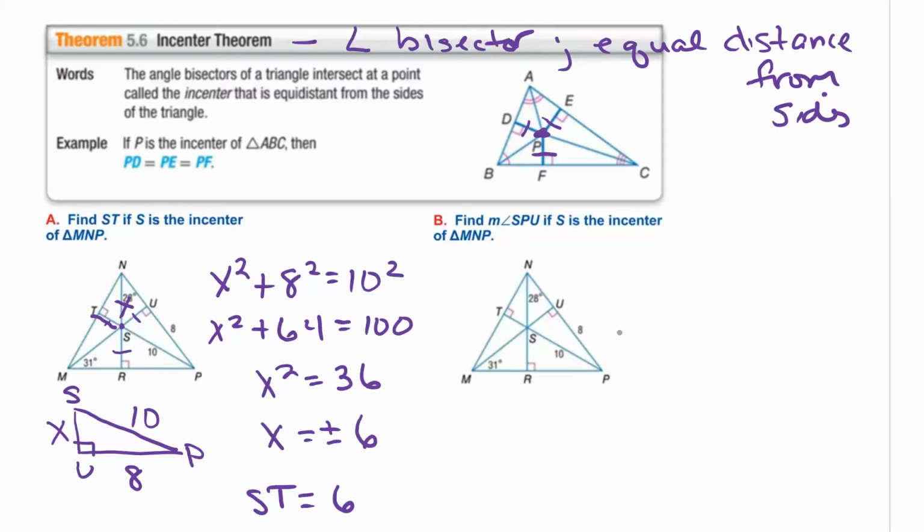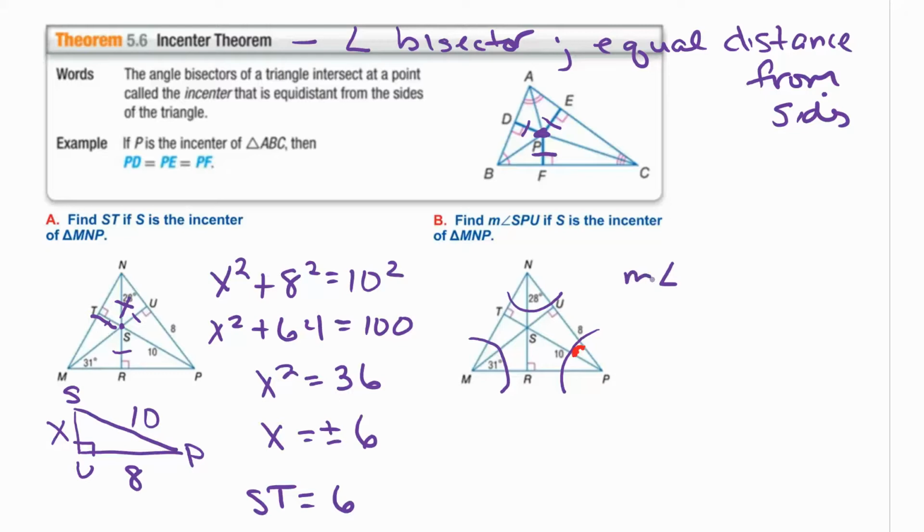In the next problem, we're asked to find the measure of angle SPU. So we're asked to find the measure of this angle right here. To do that, since I know that this angle here is 31, and this angle here is 28, I can work my way around the triangle to find it. In other words, if I find the measure of angle M and the measure of angle N, then I can find the measure of angle P and divide it in half to find the one I'm looking for, because with an incenter, I am looking at the angle bisectors.